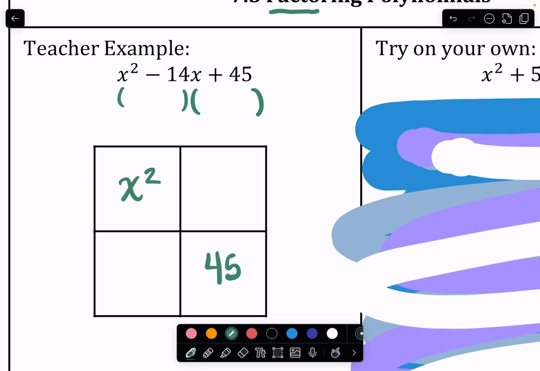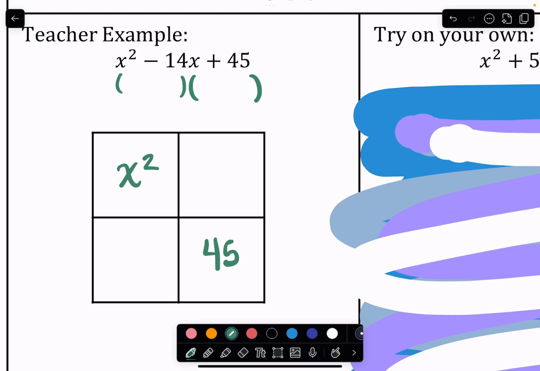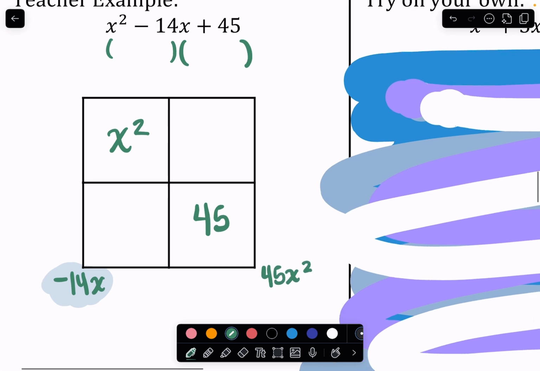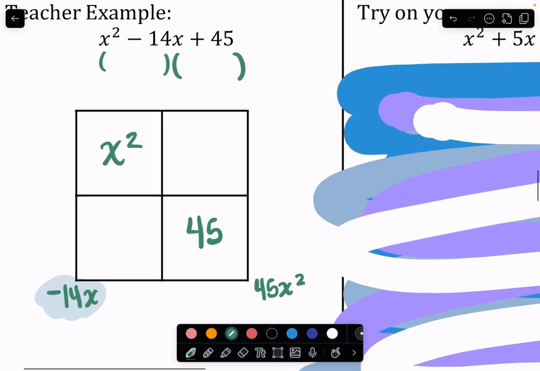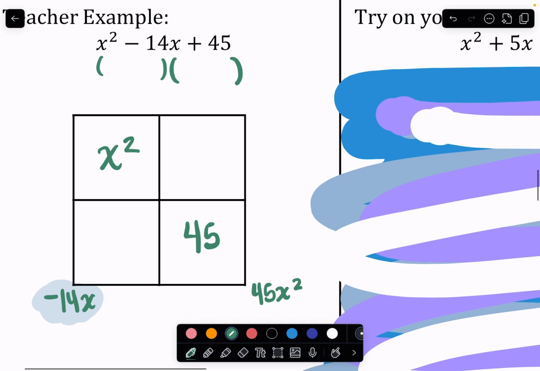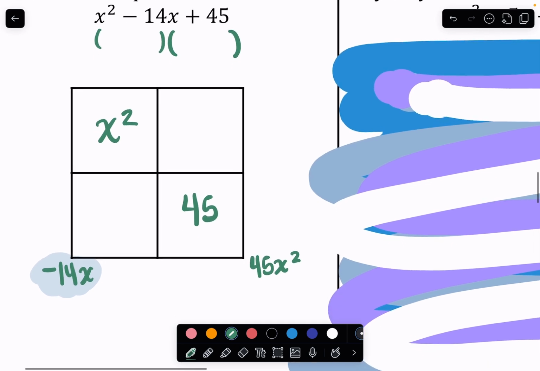So I put my first term and my last term in these boxes. This will help us sort itself out. Now, my middle term, I'm going to leave off to the side over here. So let's play this game. We are looking for factors of 45x squared that add together to create negative 14x. So I'm trying to figure out, okay, factors of 45x squared.